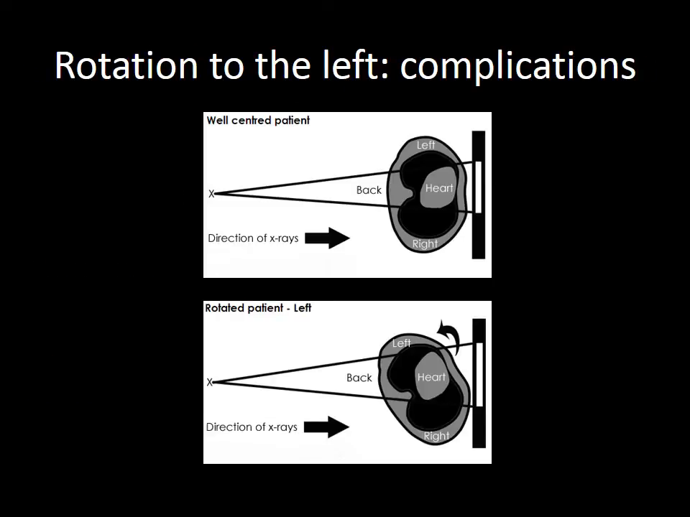The diagram at the top represents what is seen on a chest x-ray when the patient is well centred. In contrast, the diagram at the bottom represents rotation to the left. When a patient is rotated to the left, most of the mass of the left lung is shifted over the heart and away from the left lung field. As a result, x-rays pass through less lung parenchyma on the left, resulting in hypertranslucency of the left lung. In addition, the heart size is exaggerated, as can be seen in the diagram.